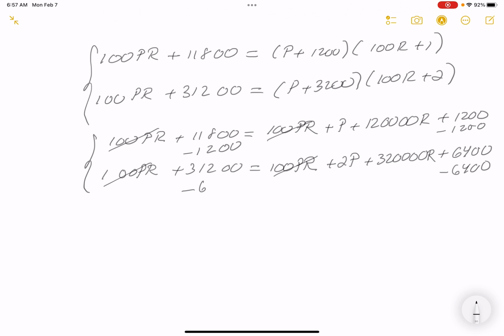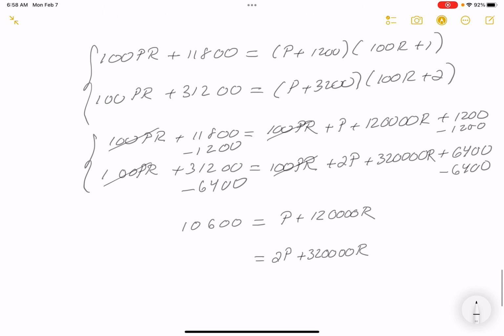And again, as I move along, things should be getting a little easier. All right, so what do I get? Well, let's write this down. 10600 equals P plus 120000R. Well, let's do the other one. I'm going to do the right side first because it's easier for me, 2P, and then you're going to get plus 32000. There's 4 zeros, right? R.